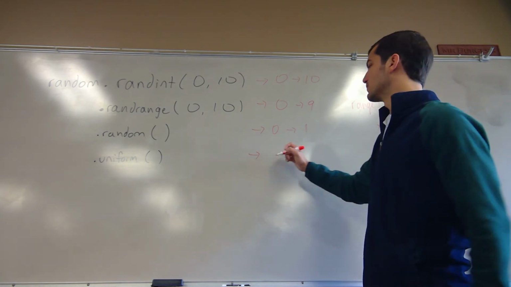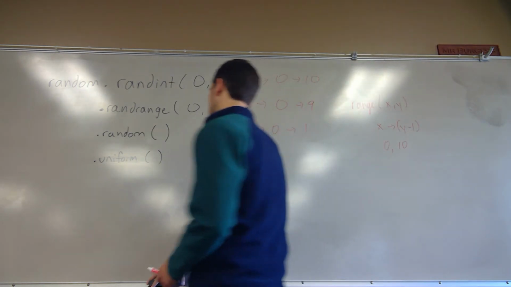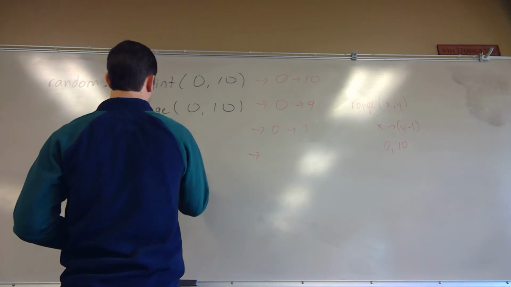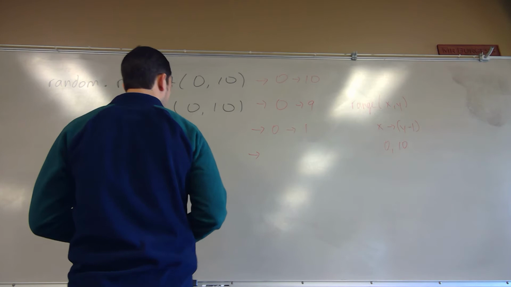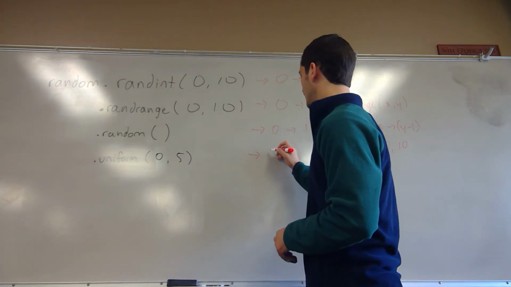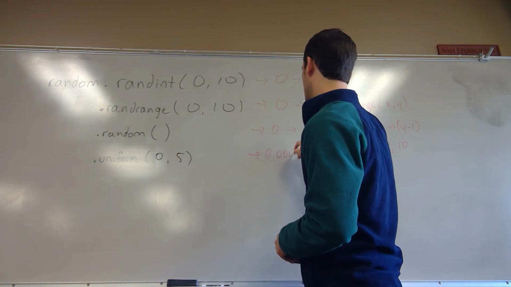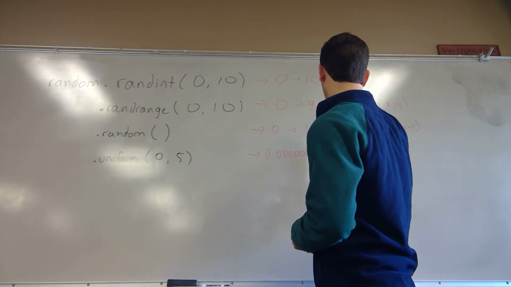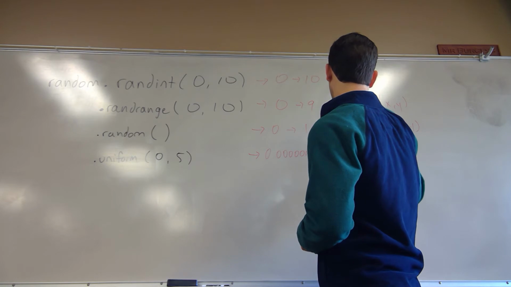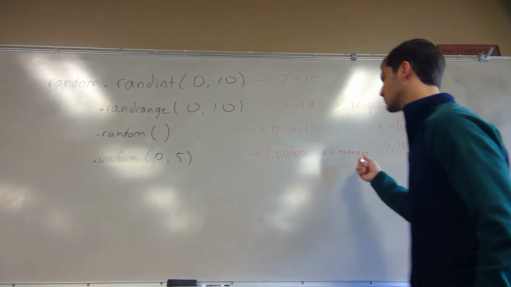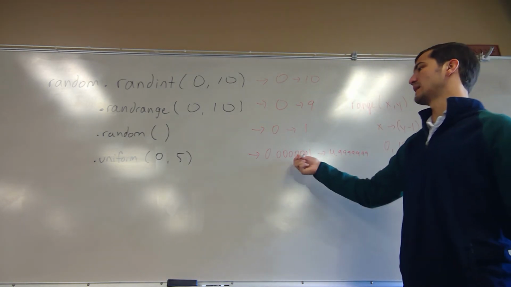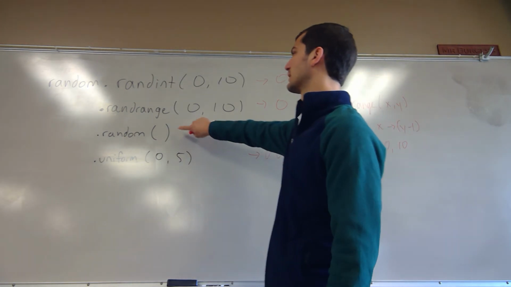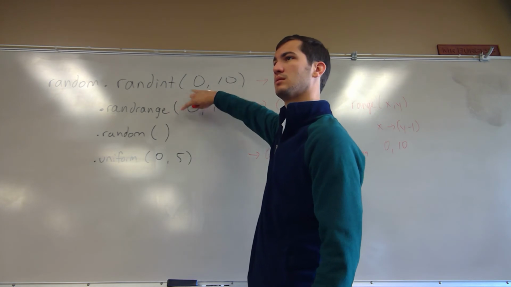Random.uniform needs parameters. So from 0 to 5, this gives you a number from 0.0000001 to 4.9999999. I can't remember how many decimals, it's either 8 or 12. But it gives you a random float. So this uniform is a little bit like these two mixed.